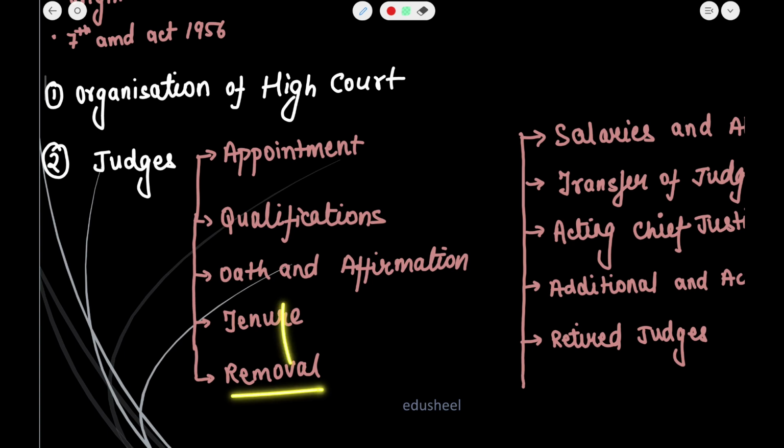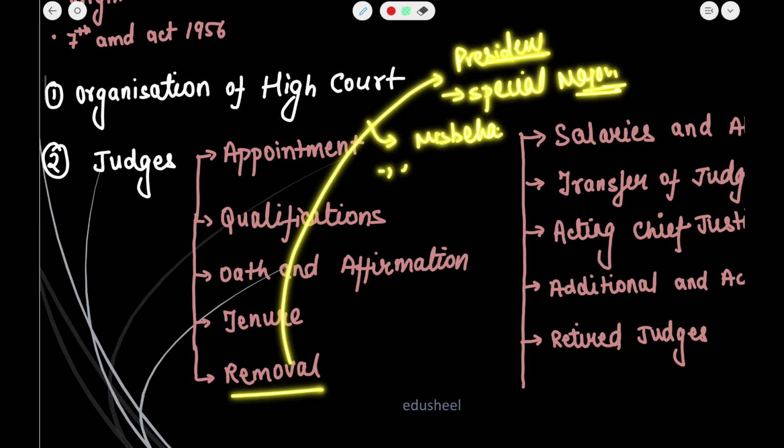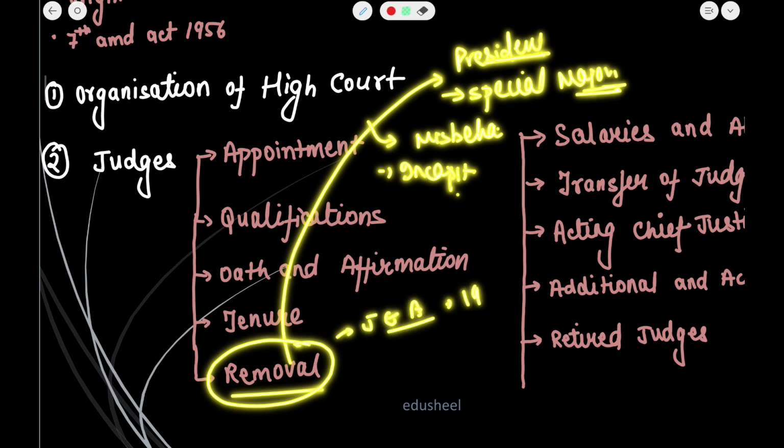The judges of the High Court can be removed by the President when it is recommended by the Parliament. Also, a resolution needs to be passed by a special majority of the Parliament. What is special majority? It is the majority of the total members of the house and a majority of 2/3 of the members of the house present and voting. Two grounds of removal have been mentioned: misbehavior and incapacity. Now, the method of removal is mentioned under the Judges Inquiry Act of 1968.